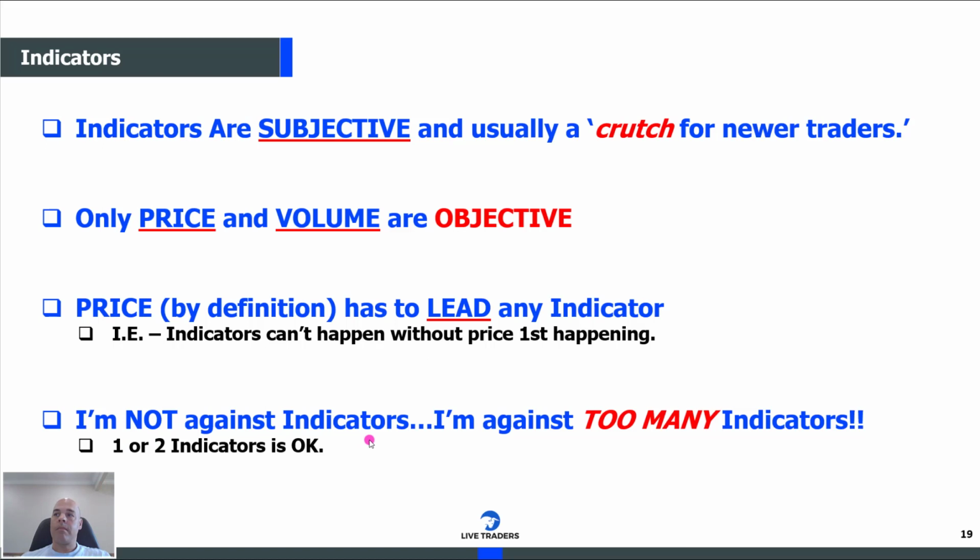I'm not against them. I'm going to be clear about that. I'm against too many of them. That's one of the things I want you to take away from this. I'm not against them. I'm against too many. I personally don't use them. I put a moving average on there from time to time just for the chat room members, but I don't personally use them because I just don't think there's any value in them. But if you need an indicator to show you the trend of a stock or to help you discern the trend of a stock, that's fine. Use one, maybe two on the high side.